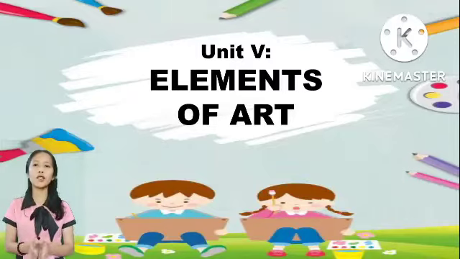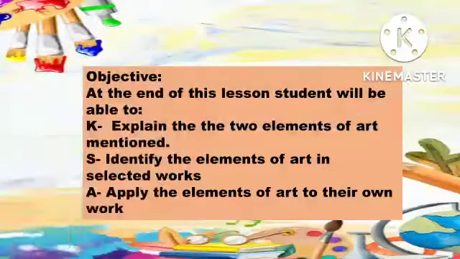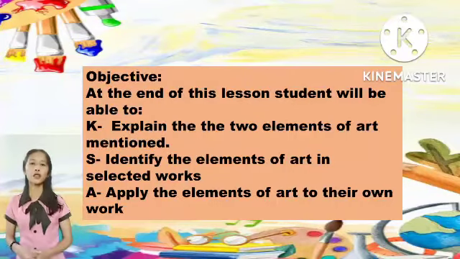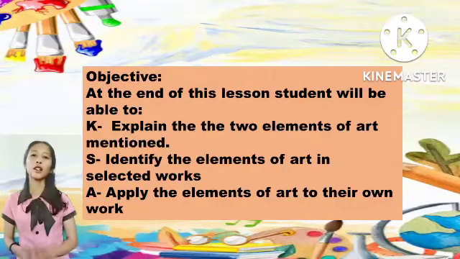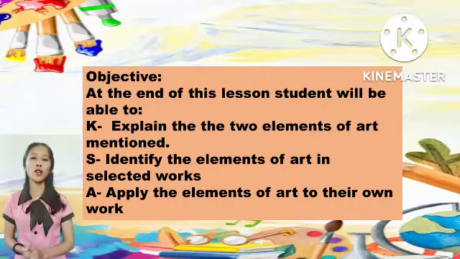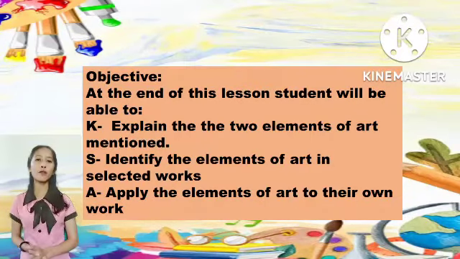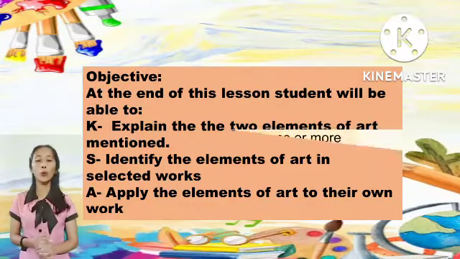Today's topic is the elements of art. The objectives of this lesson are, at the end of this lesson, students will be able to: K, explain the two elements of art mentioned; S, identify the elements of art in selected works; and A, apply the elements of art to their own work.